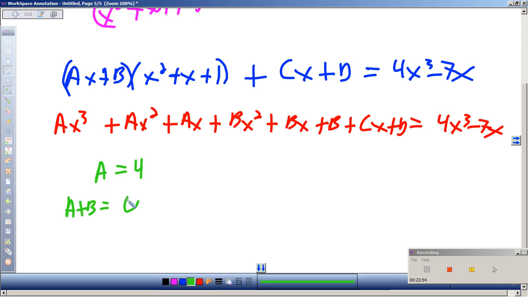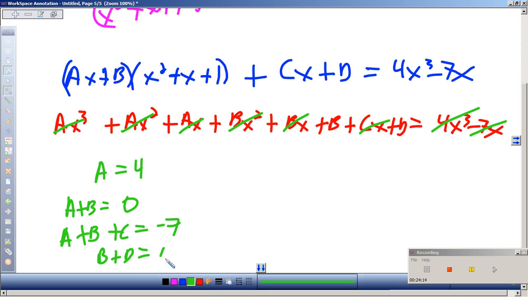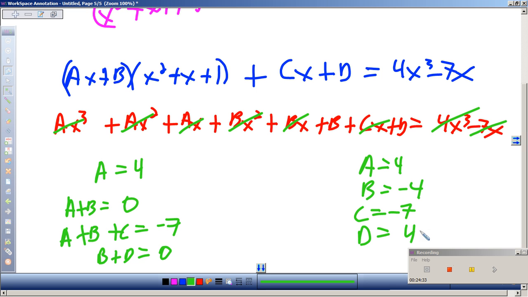Not convenient. A plus b equals 0. A plus b plus c equals negative 7, so mark off the ones we've done. So x squared, x. Take care of that one. Then b plus d equals 0. So a equals 4, b equals negative 4, so plugging that in here, c equals negative 7, and d would equal 4.